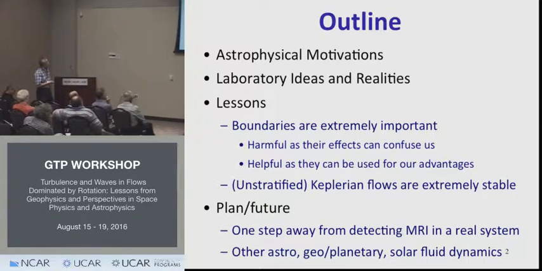The other lesson is that unstratified Couette flows are extremely stable. I'm going to quantify what I mean by extremely stable, by all kinds of different ways of trying to make it unstable. It's not easy. For the near future, we are really one step away, using the boundary to our advantage to detect the so-called standard MRI in the real world. We are also interested in other astrophysical cases, like stratified flows, geoplanetary applications, even solar fluid dynamics. Those could be interesting next steps.